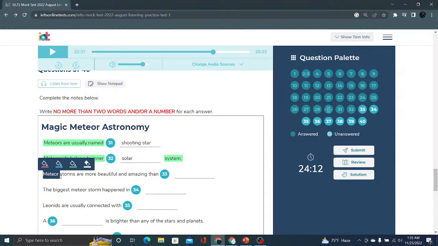Meteor storms are more beautiful and amazing than blah blah.